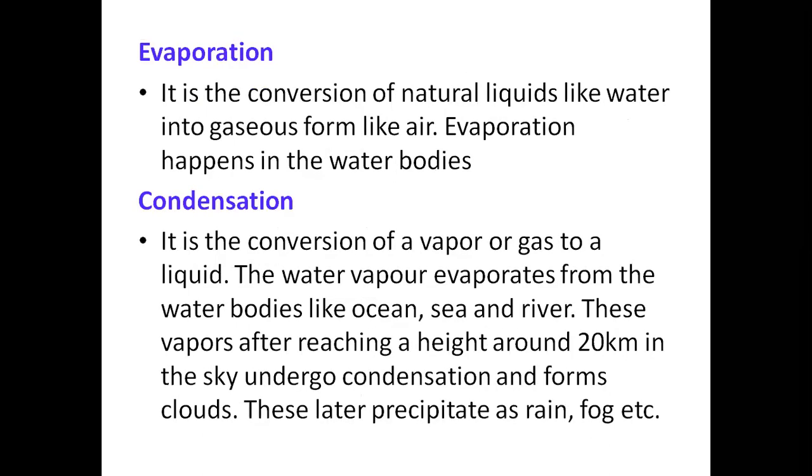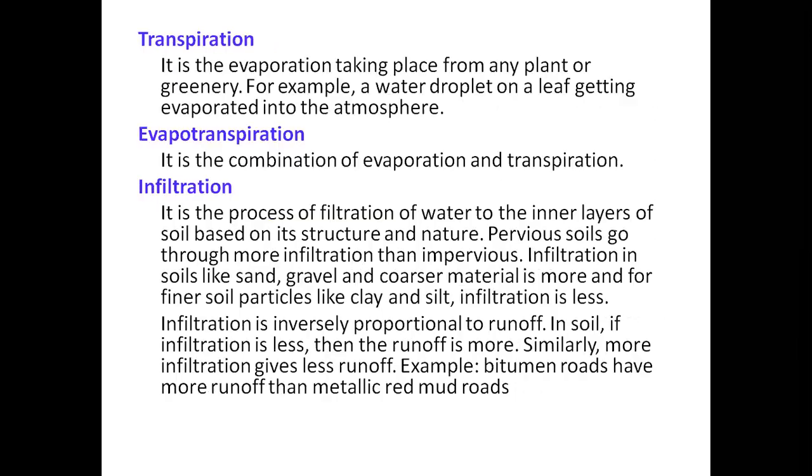Evaporation. It is the conversion of natural liquids like water into a gaseous form like air. Evaporation happens in the water bodies. Next, condensation. Condensation is nothing but cooling. It is the conversion of a vapor or gas to a liquid. The water vapor evaporates from the water bodies like ocean, sea and river. These vapors, after reaching a height of around 20 kilometers in the sky, undergo condensation and form clouds. These later precipitate as rain, fog.